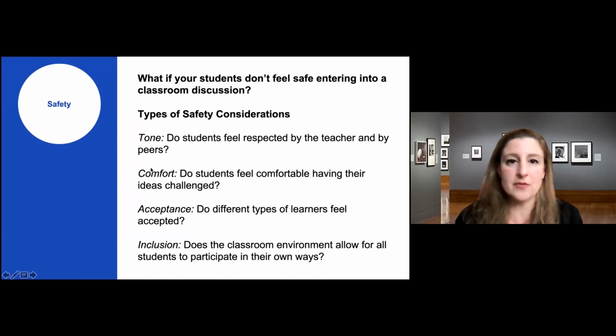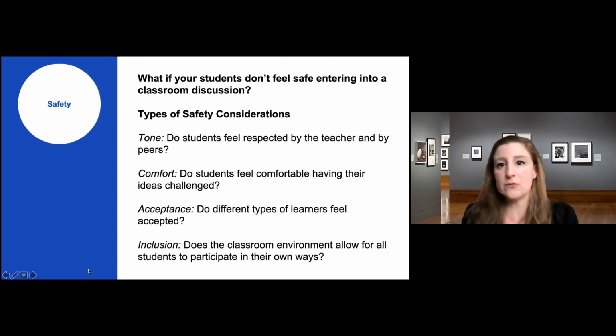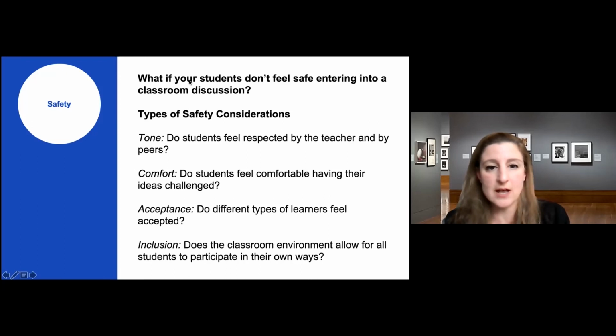So here are some of the kinds of things that could come up, especially in cases where this is new, not something that you do a lot in your classroom and students are just getting used to it. So one is, what if students aren't feeling safe? We've already talked a lot about how you can try and make it more safe. Here are some of the considerations you might have, right? What's the tone of the classroom?